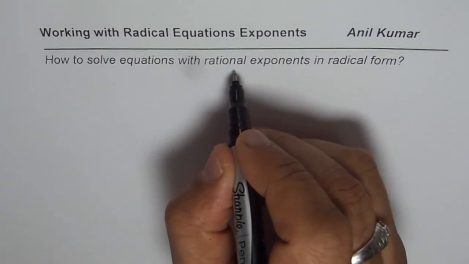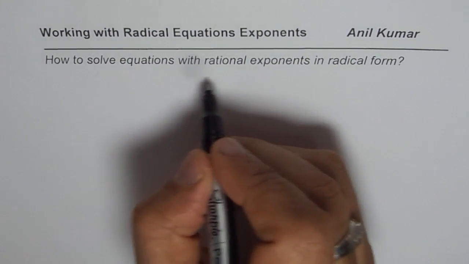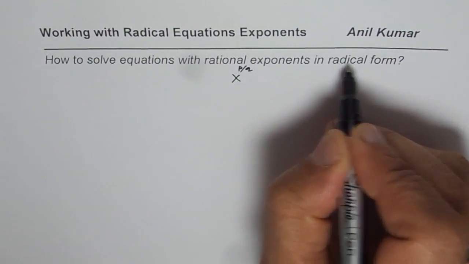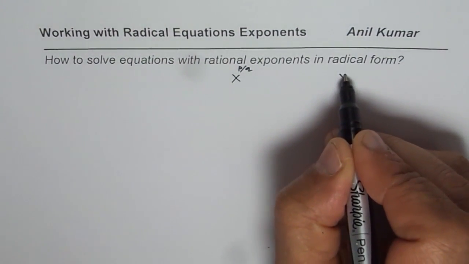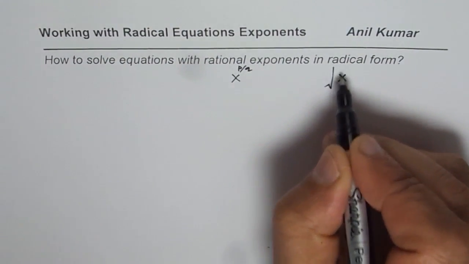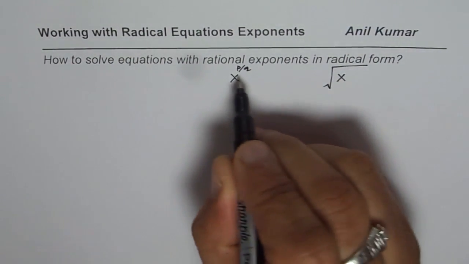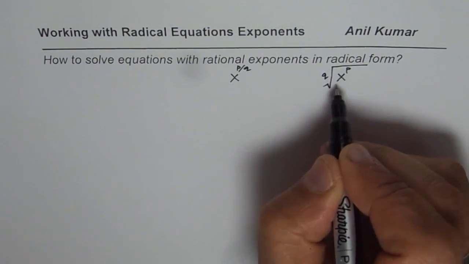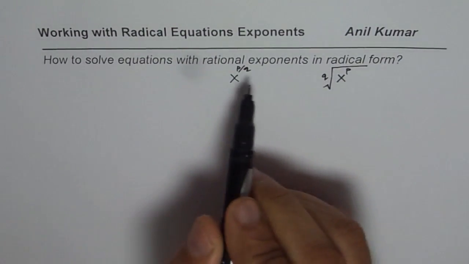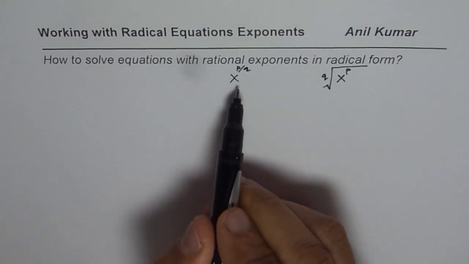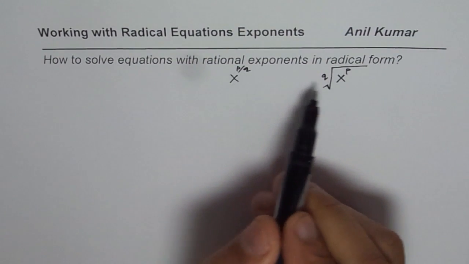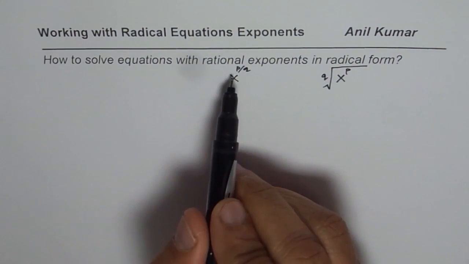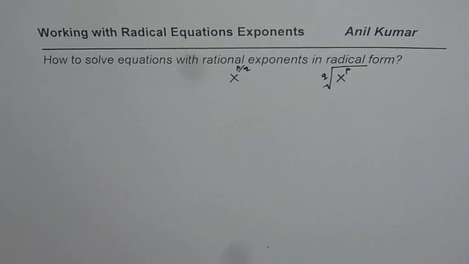Well, rational exponents we normally write as x to the power of p over q, and when we say radical form, we may write it as the qth root of x to the power of p. So p stays here and q becomes the index, right? So that is the radical form. But anyway, both are rational exponents. This is exponential form, this is radical form. But both are rational exponents. That is important to understand.